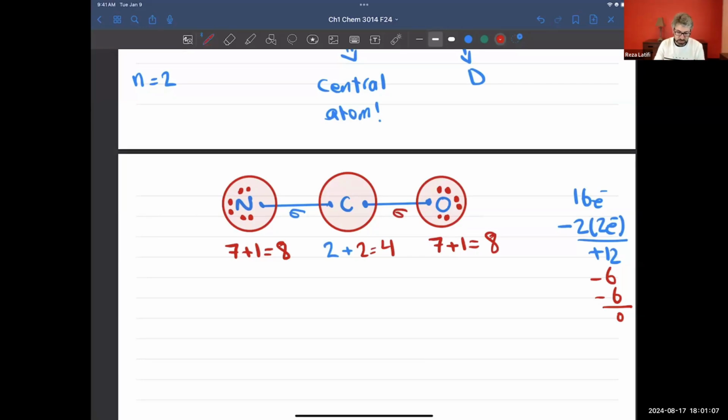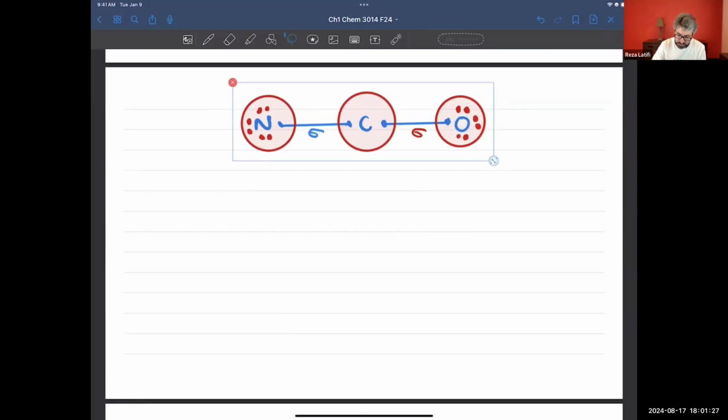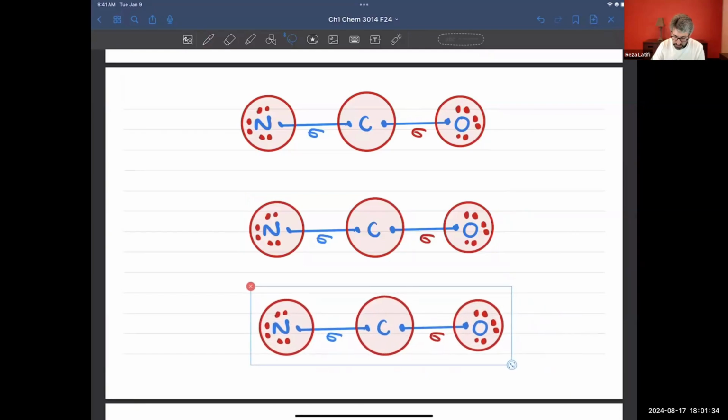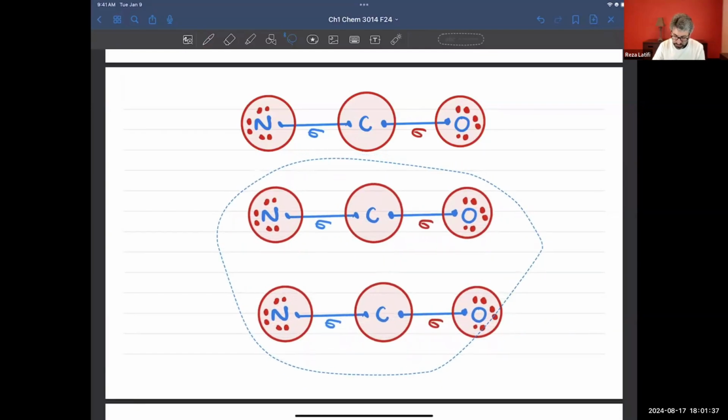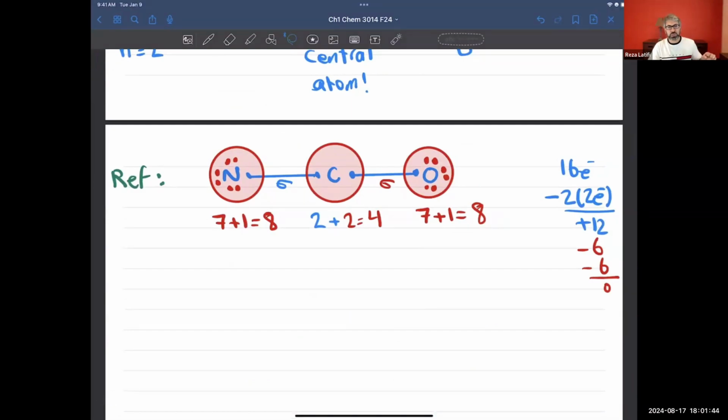What's the solution for it? You're going to write here, reference, and you say, this is my reference. I'm going to take this structure and copy paste it onto another page. Let's copy paste this one, and I will do it 3 times because I have 3 options. Now, what's the first option? Carbon is missing 4 electrons. We can take 4 electrons from nitrogen, or 4 electrons from oxygen, or 2 electrons from nitrogen and 2 from oxygen to make carbon happy.